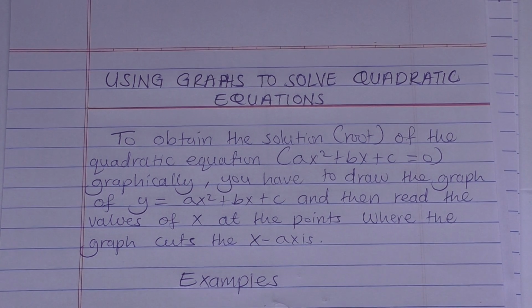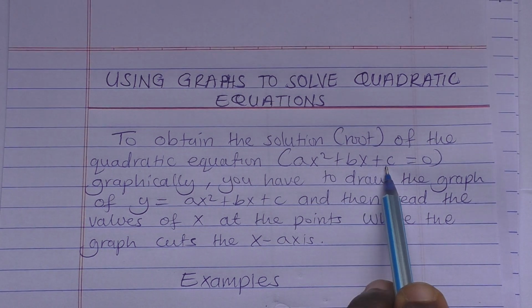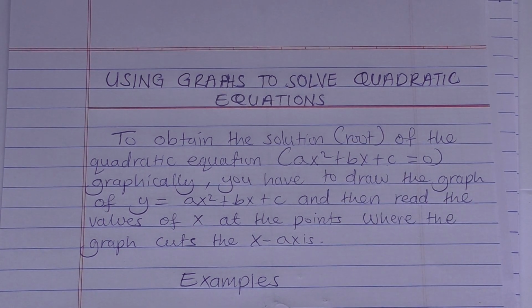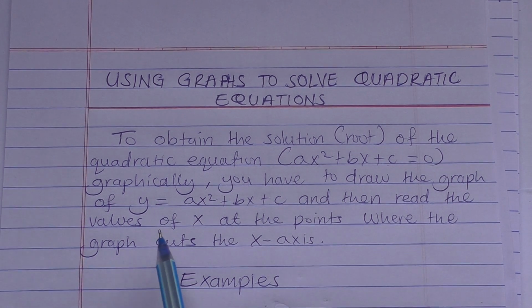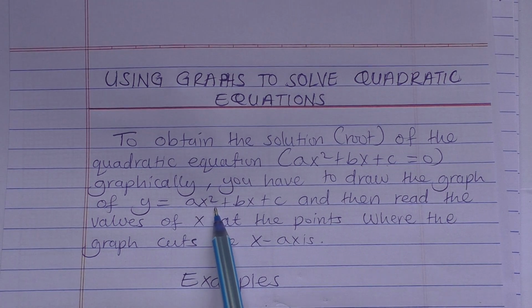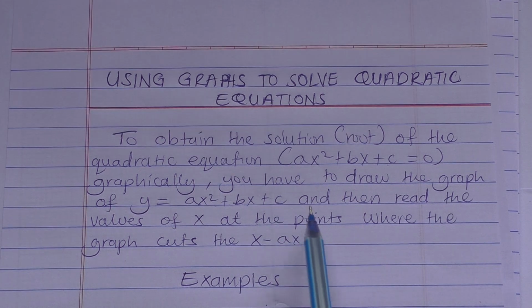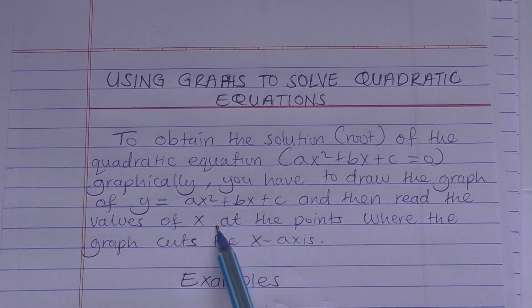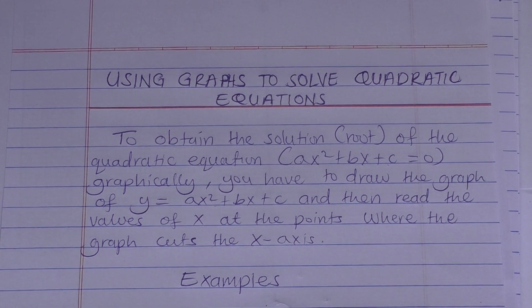To obtain the solution or the roots of the quadratic equation in the form of ax squared plus bx plus c equals 0, graphically, we have to first of all draw the graph of the function y equals ax squared plus bx plus c. And then, how do we obtain the solutions? We shall read the values of x at the points where the graph cuts the x-axis.